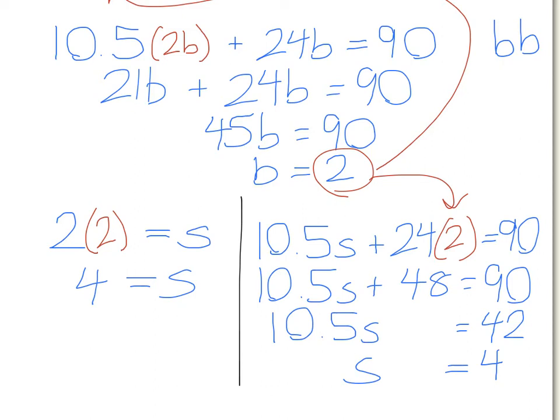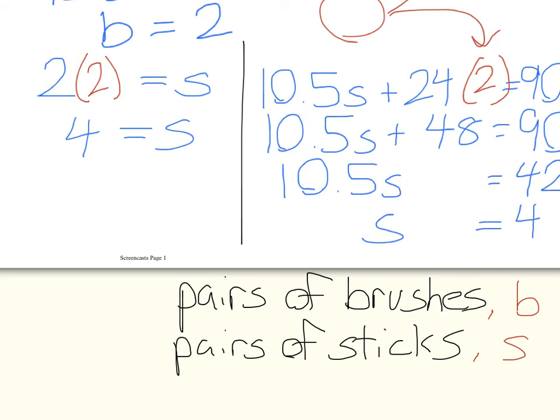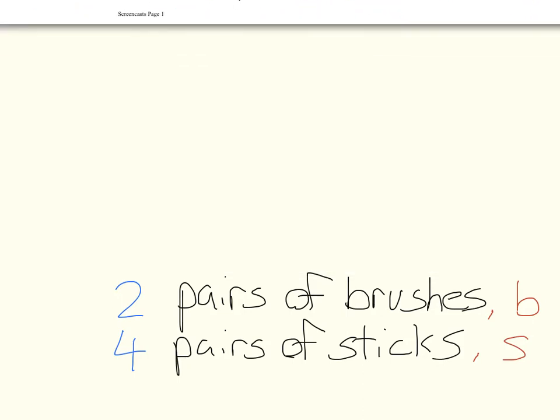So no matter how you look at it, this person happens to be buying 2 pairs of brushes and 4 pairs of sticks, thus totaling $90. After doing all that work, we realized that we bought B, 2 pairs of brushes, and we bought S, 4 pairs of sticks. Now again, just so that we are confirming that our numbers are accurate, let's go ahead and check our work. We can check it in both equations, but let's check it first in the cost equation.